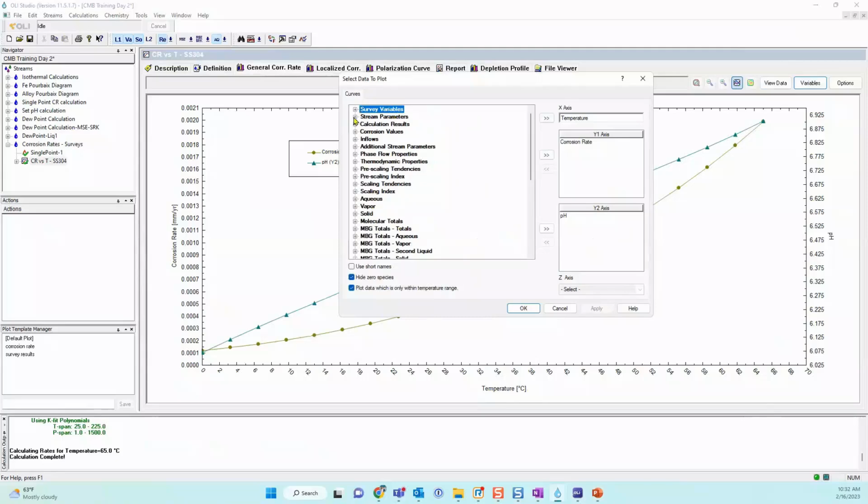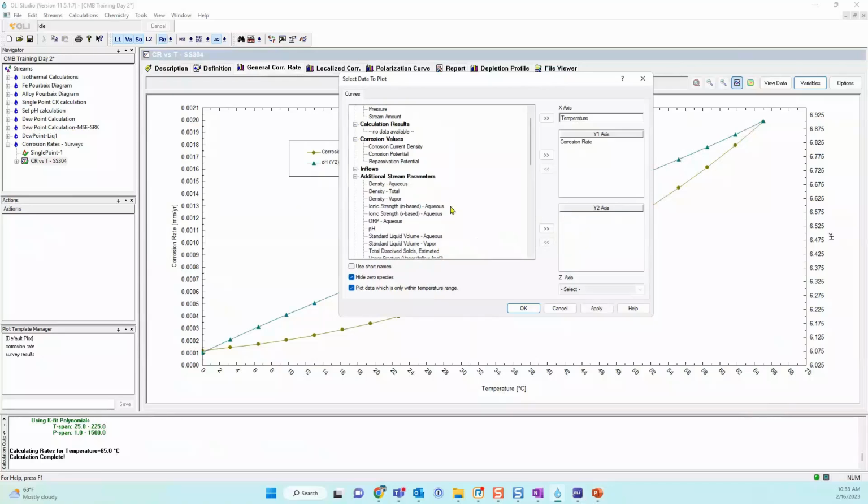There are many categories. And this is basically the summary of everything that we had in that report table, but just put here in a list. So you have stream parameters, the calculation results, the corrosion values. You see that the corrosion rate is there. The pH is there too. That's part of the additional stream parameters, but maybe you don't want the pH.